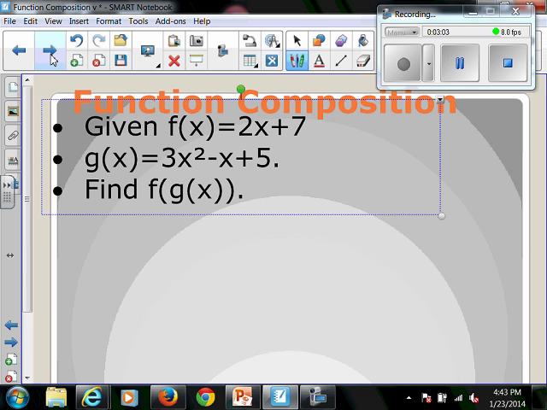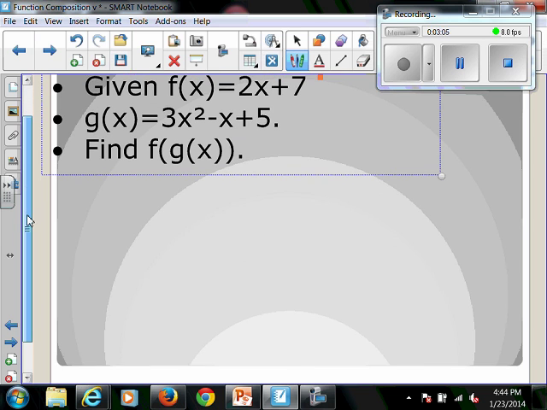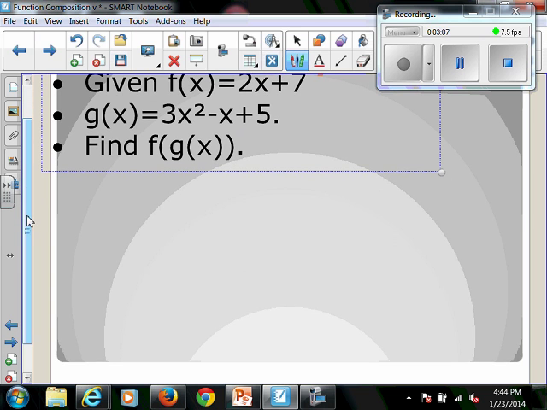Alright, let's look at another one. f of g of x. I want to substitute g of x. What is it? 3x squared minus x plus 5. It equals f. f is 2x plus 7.